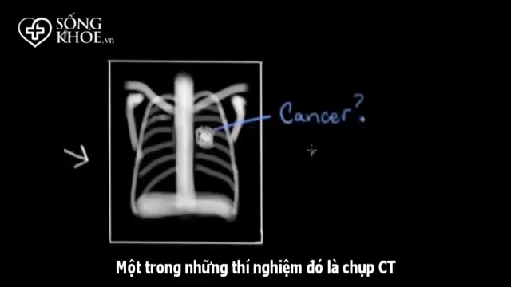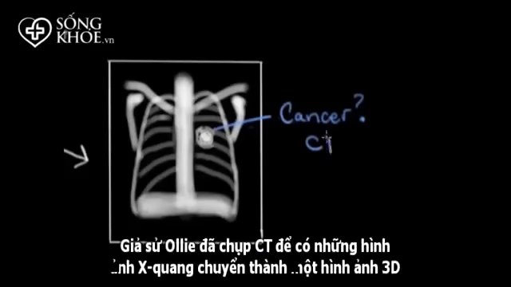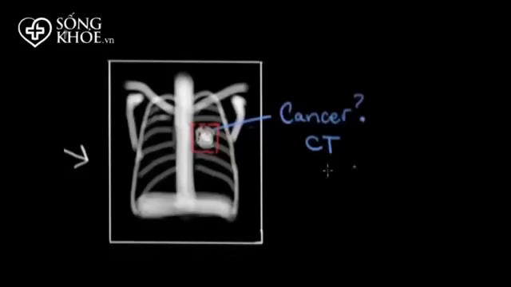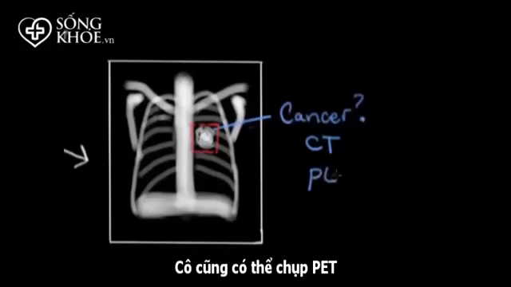One of these tests is a computed tomography scan, or a CT. And let's say Ollie goes and gets one to get higher resolution x-ray images to compile into a 3D image, making it easier to determine the size of the mass in her lungs. She might also go for a PET scan.